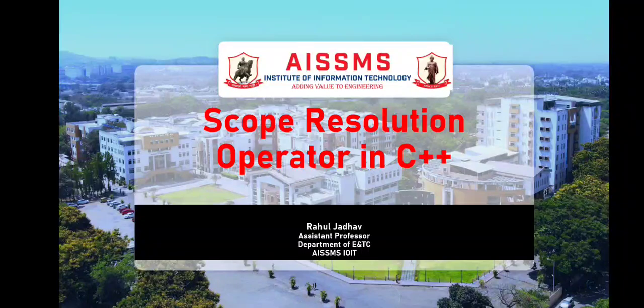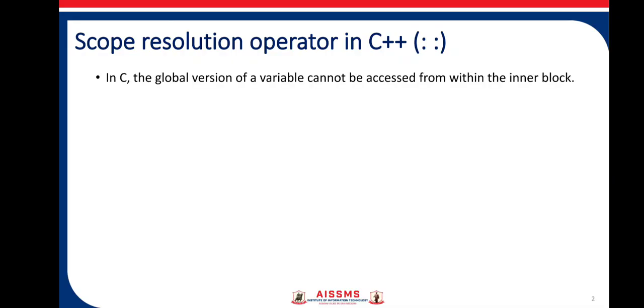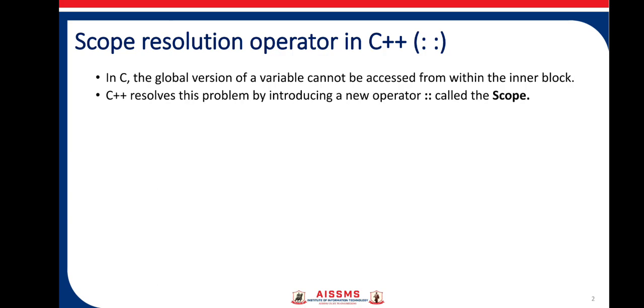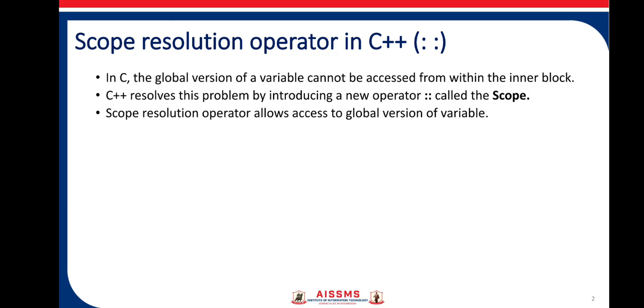Welcome you all in this video lecture on scope resolution operator in C++. So in C, global version of a variable cannot be accessed from within the inner block. To resolve this problem, in C++ there is an operator called scope resolution operator, whose syntax is double colon. The scope resolution operator allows access to global version of a variable.